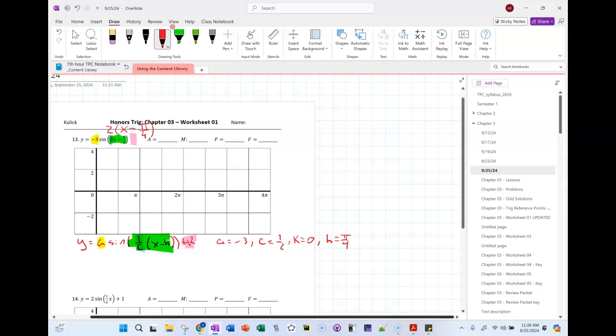Everybody's okay there? Okay, so what's my amplitude going to be? It's the absolute value of A, so that's 3. What's my midline going to be? Close. Y equals 0. There you go. Very good. I even tried to help you out there if you look real close.